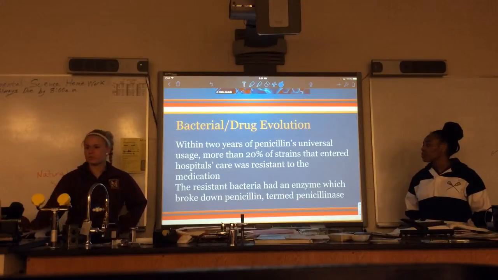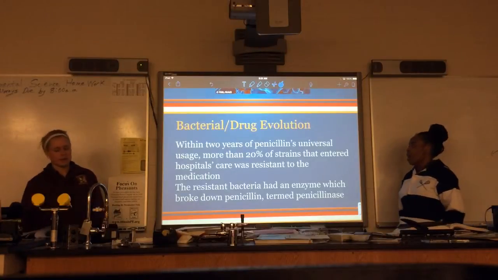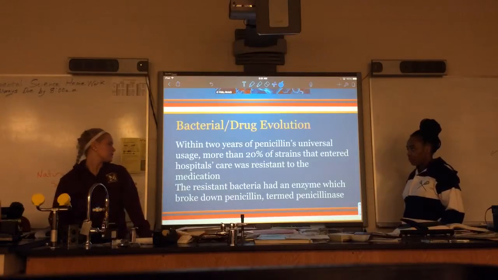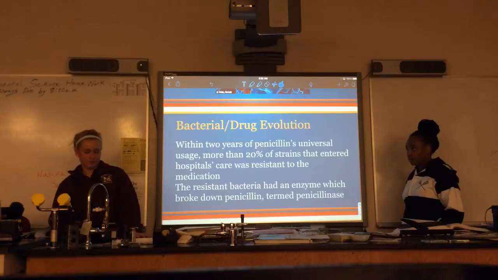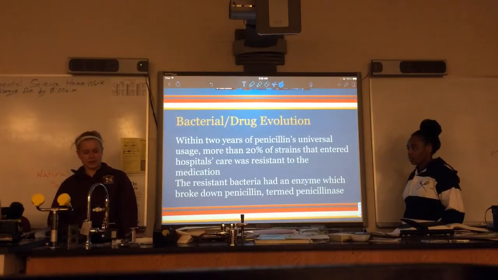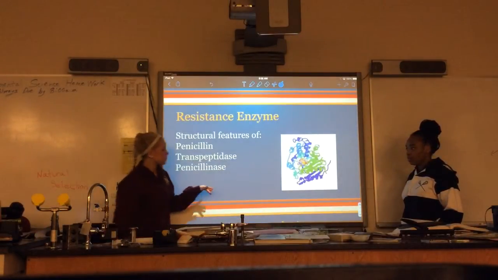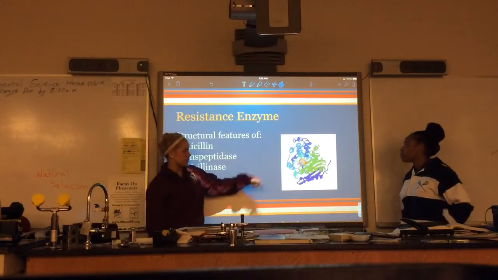So when penicillin was first released for usage, within 2 years of that time, more than 20% of the strains that came into hospitals' care was resistant to the medication, meaning that penicillin had virtually no effect to help hinder it from procreating. The resistant bacteria had an enzyme that broke down penicillin called penicillinase. And this is a picture of the penicillin transpeptidase and the penicillinase enzyme.